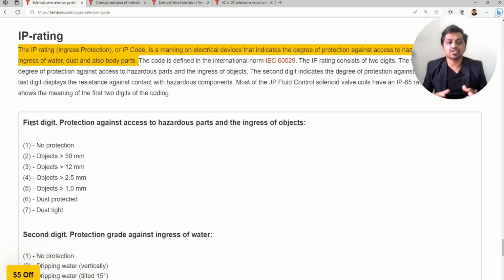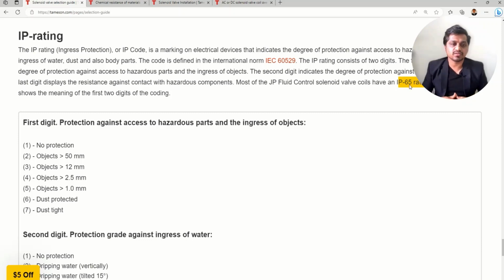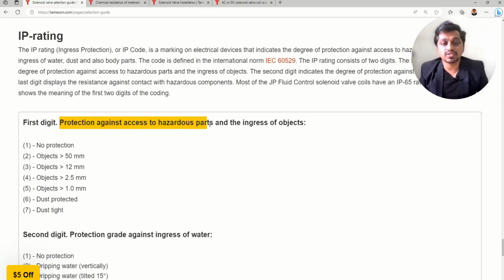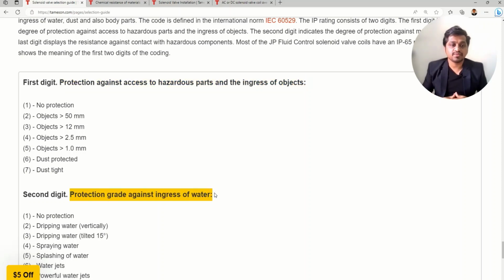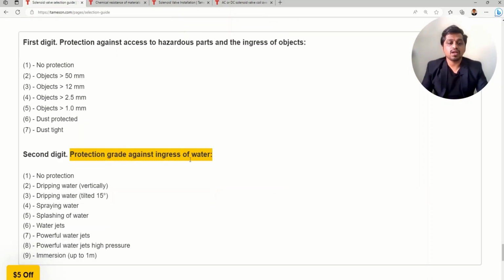It has a 2-digit number. You can see the IP65, it has 2 digits. The first digit is the protection against access to the hazardous parts and the objects. So you can see 1 2 3 4 5. So if we select 2, that means the valve will have resistance to the objects which are below 50 mm size, right? Then the second digit indicates the protection grade against the ingress of water.